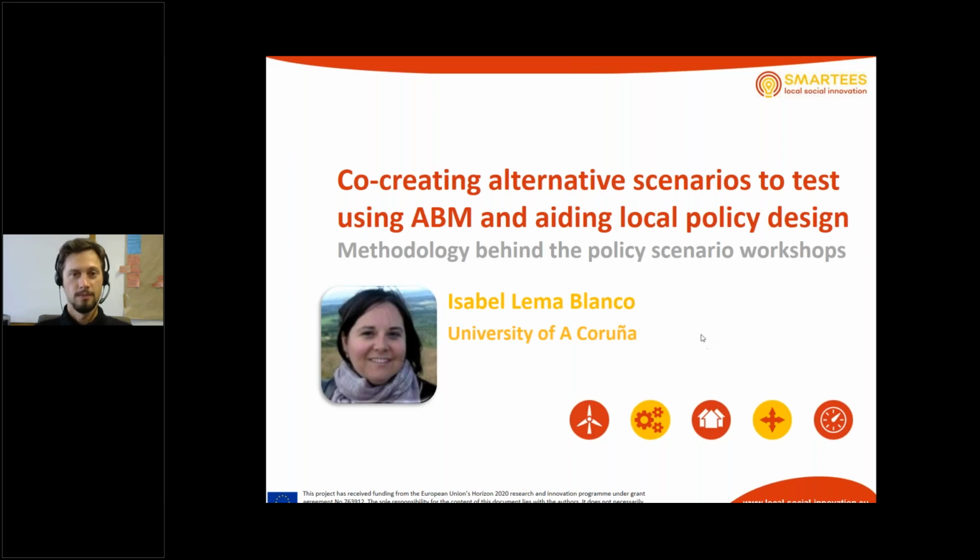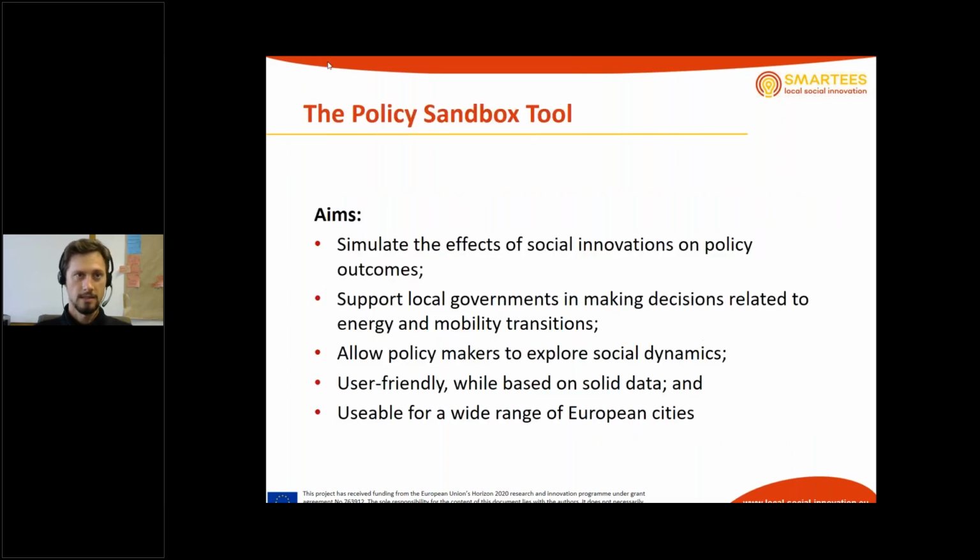But for now, let me continue with the next slot, which is about the Policy Sandbox tool. Maybe for those who are not too familiar with the project yet, what Isabel described, all these policy scenarios, were part of data that fed into these models, which try to simulate, with computer-based simulation, these social innovation dynamics researched in the different cases. And what we also did is that we tried to put an easy-to-use online tool on the website, which is going to be published very soon, by the end of this week.